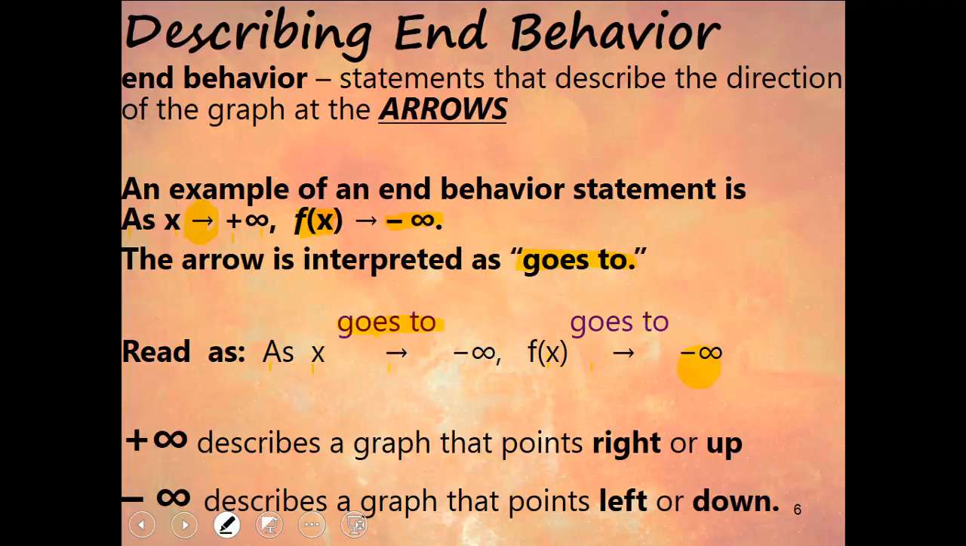All right. So these things will change depending on which part of the graph you're referring to. So positive infinity describes a graph that points to the right or up. Negative infinity describes a graph that points left and or down.